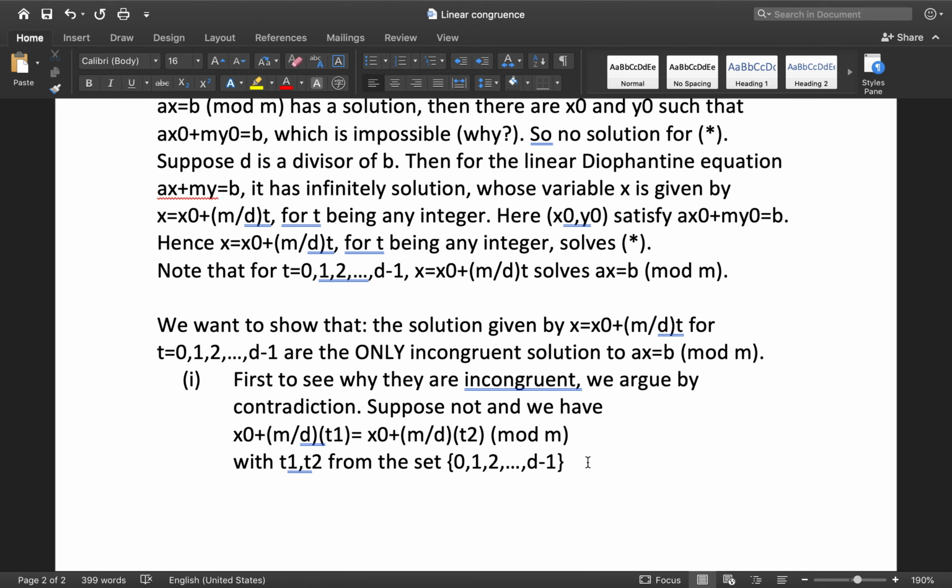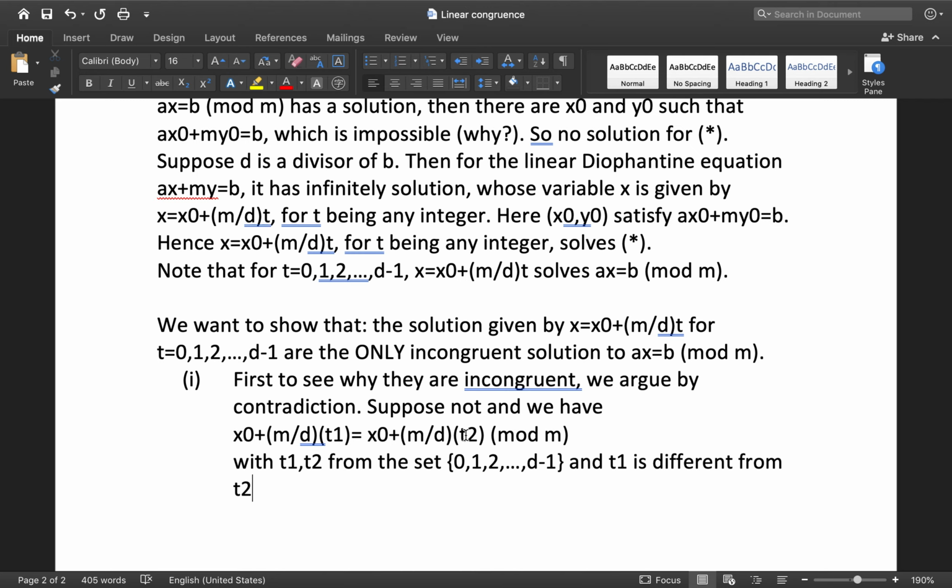But you have to be careful, because I'm saying they are two different members. So I have to say T1 is different from T2. Otherwise, there's nothing to say, because if T1 and T2 are the same, then the corresponding solutions must be the same, since everything is identical. So they must be different. And I'm saying, if you have two different members that are congruent modulo M, then there must be something wrong. Let's see why.